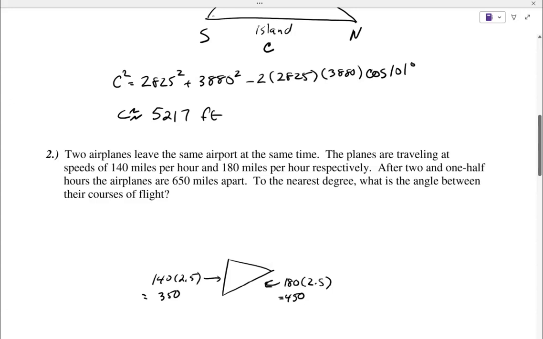What other side do we know? Or do we know the other side, I should say? Yeah, it's 650 up here, isn't it? So they tell you that after that 2.5 hours, they're 650 miles apart. What's the problem asking for?